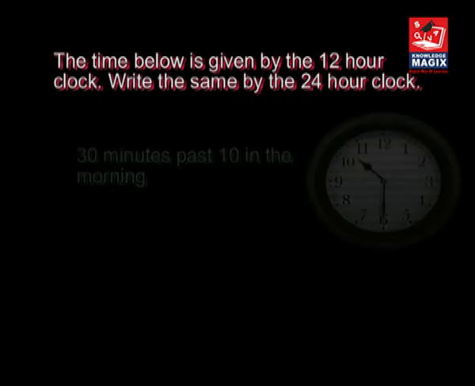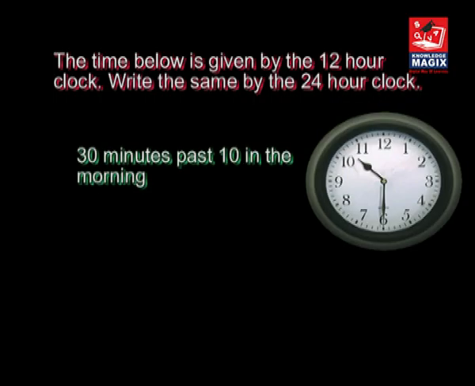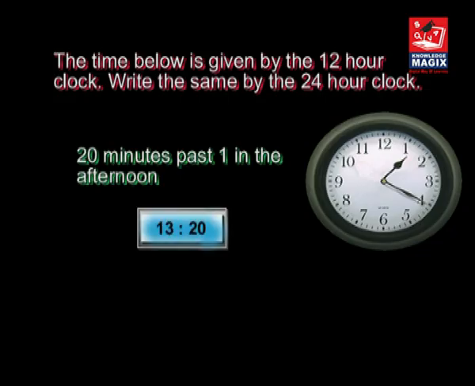Now the time below is given by the 12-hour clock. Write the same by the 24-hour clock. 30 minutes past 10 in the morning. 10:30. 20 minutes past 1 in the afternoon. 13:20.